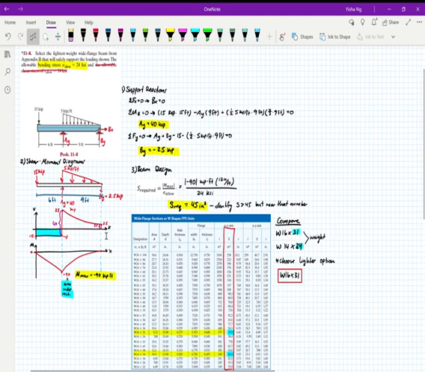From here, we're going to derive our moment diagram. Once again, we start at 0. External point loads don't affect your moment diagram. If there were an external moment, so for example, if there was a moment here, that would affect my moment diagram, but there's not, so we don't worry about it.